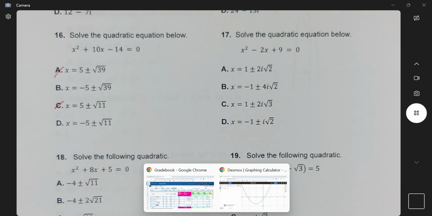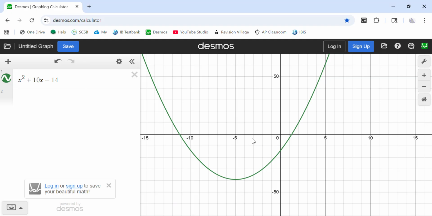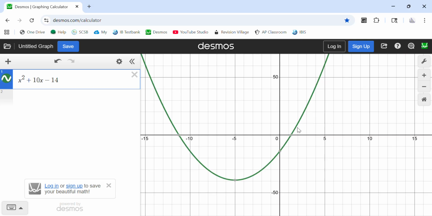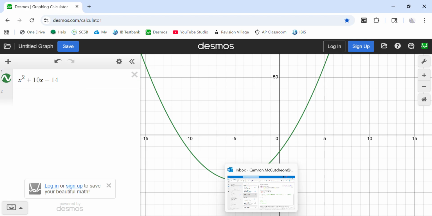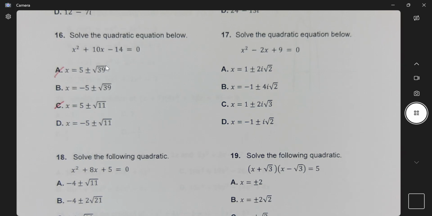Let's go back to Desmos and notice that from -5 to this answer, which is a little bit more than 1, if you had to go from -5 to that number, you would have to go 5, 6, and a little bit more than 6. So one of your answers is a little bit more than 6 away from -5. Now if we go back to our answer choices, the square root of 36 is 6, so we want a little bit more than that.